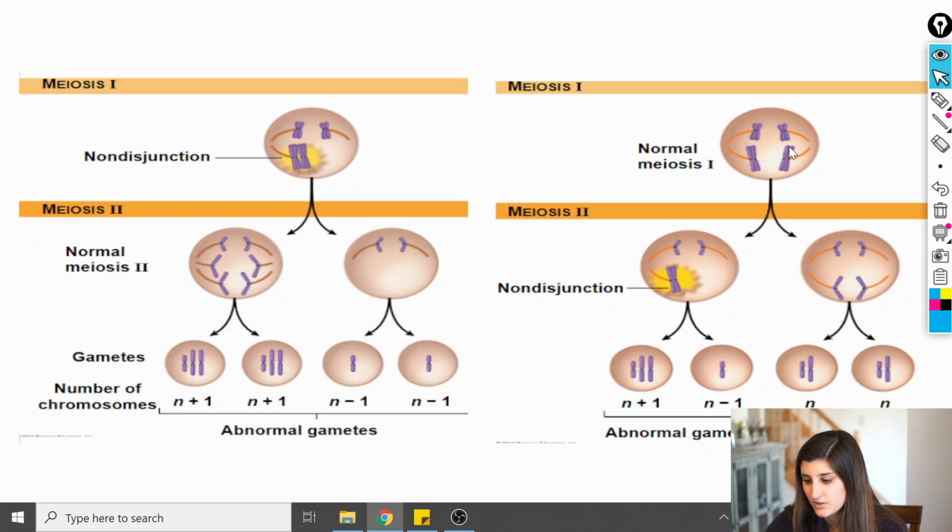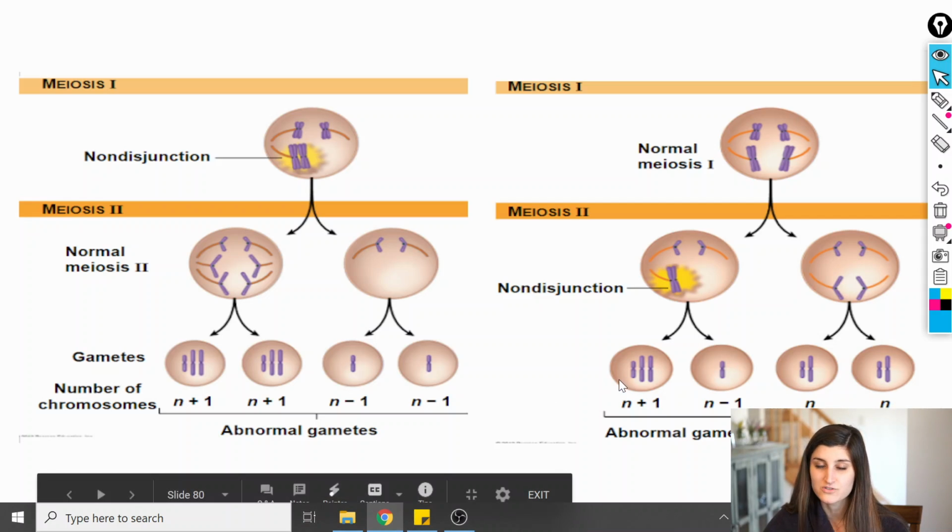So if non-disjunction happens in meiosis 2, we can see here it was normal. They separated correctly. But if it happens in meiosis 2, non-disjunction will result here, and what we'll see is that 2 out of the 4 final cells are affected and they have a different number of chromosomes. So this one has 3, this one has 2, this one has 1, but what we really wanted was for them to have 2. But not as bad though as compared to non-disjunction happening in meiosis 1.